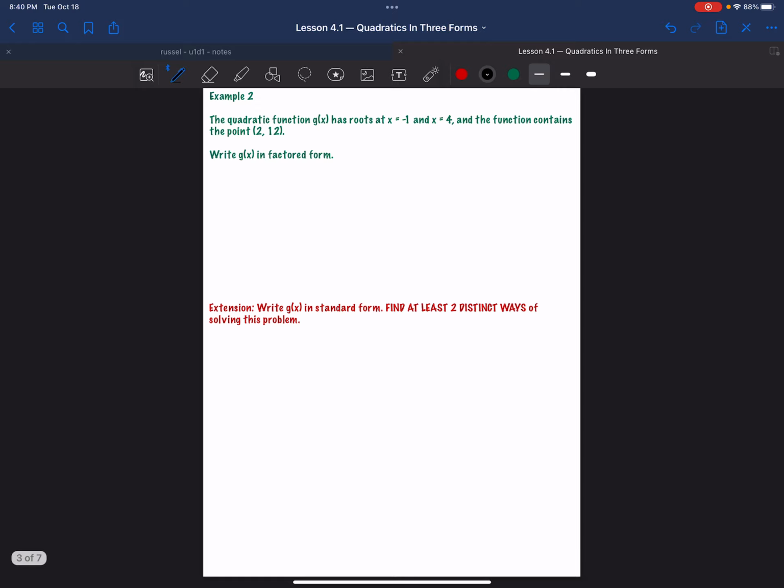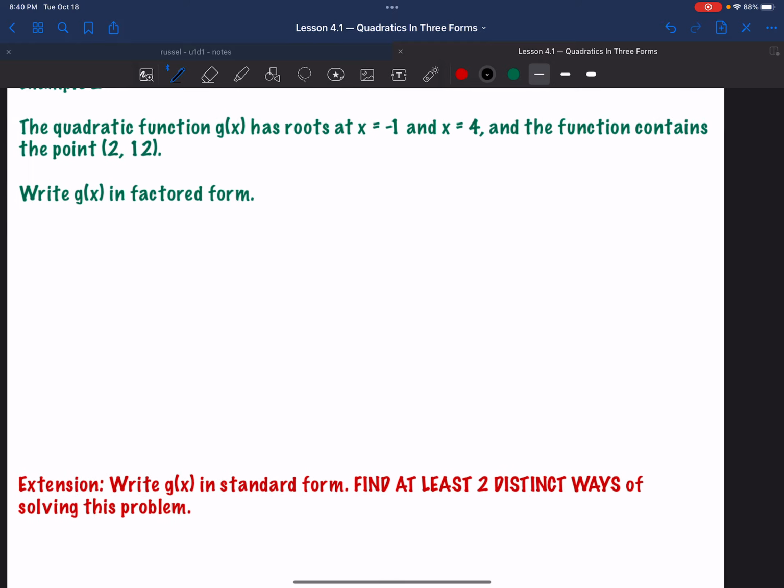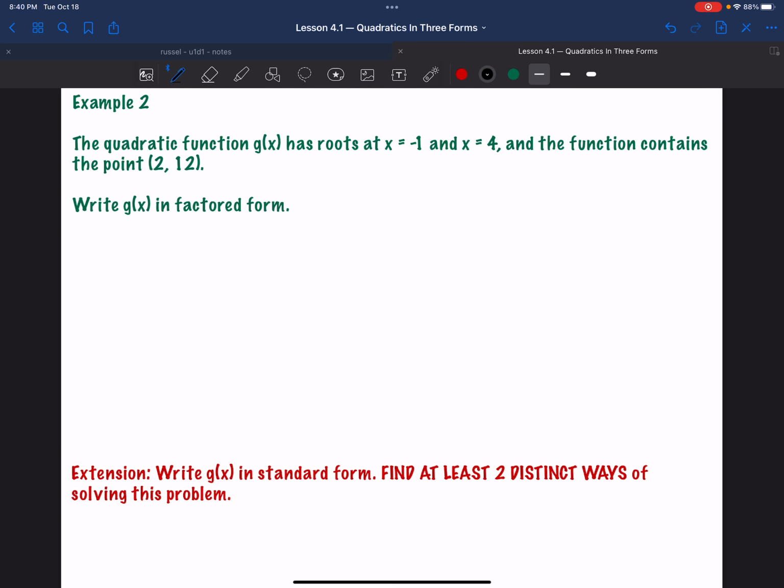And now let's go to example 2. Now, that one took a little bit of time, but I think example 2 and 3 should go by a little bit quicker. So example 2, I'll read this one, says the quadratic function g of x has roots at x equals negative 1 and x equals 4, and the function contains the point 2, 12. So again, notice I'm given 3 points here, kind of, right? I'm given 2 roots, which are x-intercepts, and another point. So let's write g of x in factored form.